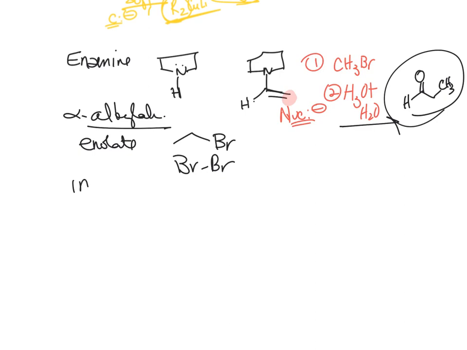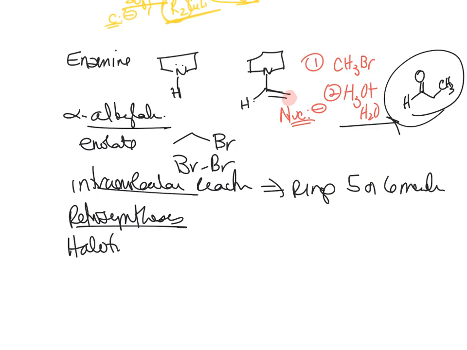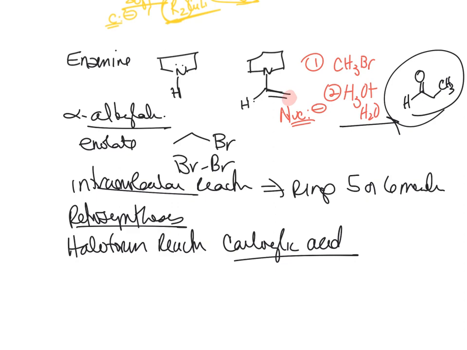We also talked about the different types of intramolecular reactions, and these usually form rings, and those rings are 5 or 6-membered rings. We've also talked about retrosynthesis. Okay, so you need to practice these. Yesterday we talked about the haloform reaction, and this makes carboxylic acids from methyl ketones and halogens.